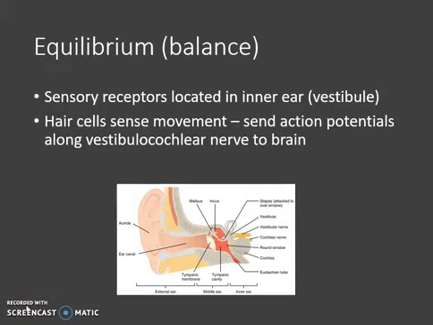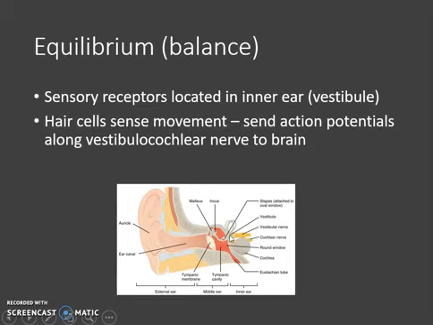Your sense of balance, otherwise known as equilibrium, is also detected by structures in the ear. In the inner ear, in a different area than where the sensory receptors for hearing are, you will find the sensory receptors for equilibrium or balance. So remember, the cochlea is where you find the sensory receptors for hearing. The vestibule is this little area here, and I know it's kind of small in this picture, but the vestibule is where the sensory receptors for equilibrium are.